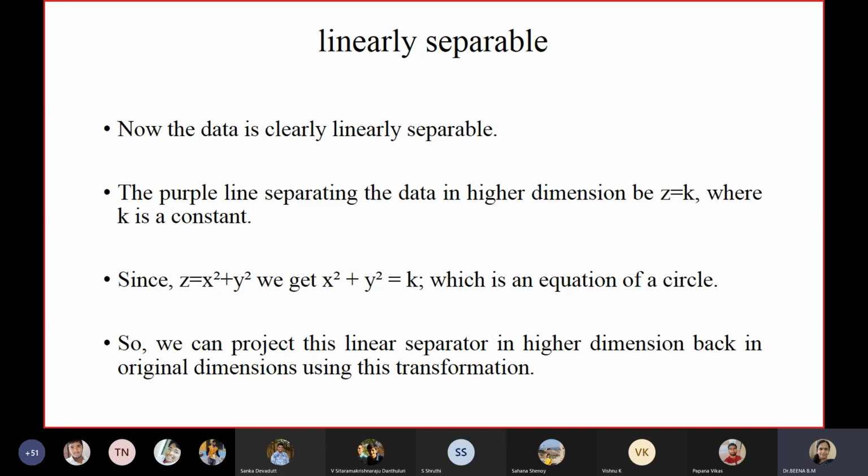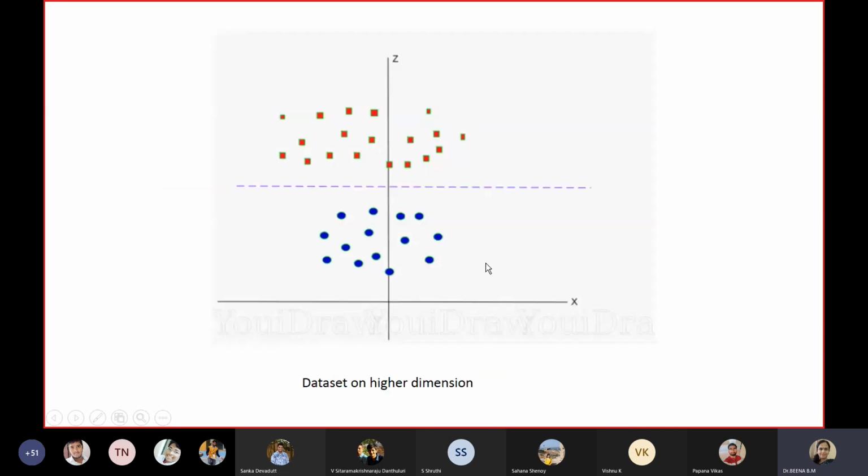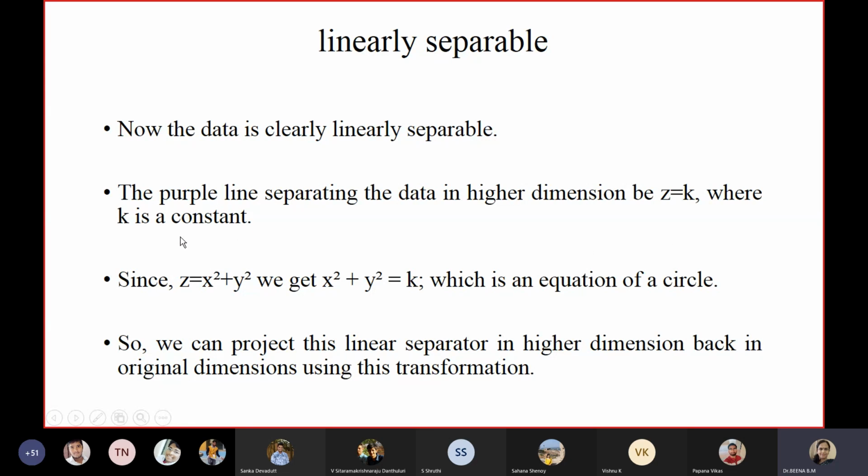Now you can say that this line is separating the data in higher dimension, and we are taking a constant k, Z is equal to k, and we have already taken the equation x square plus y square is equal to Z. So substitute the value of k into Z. This gives an equation of a circle.